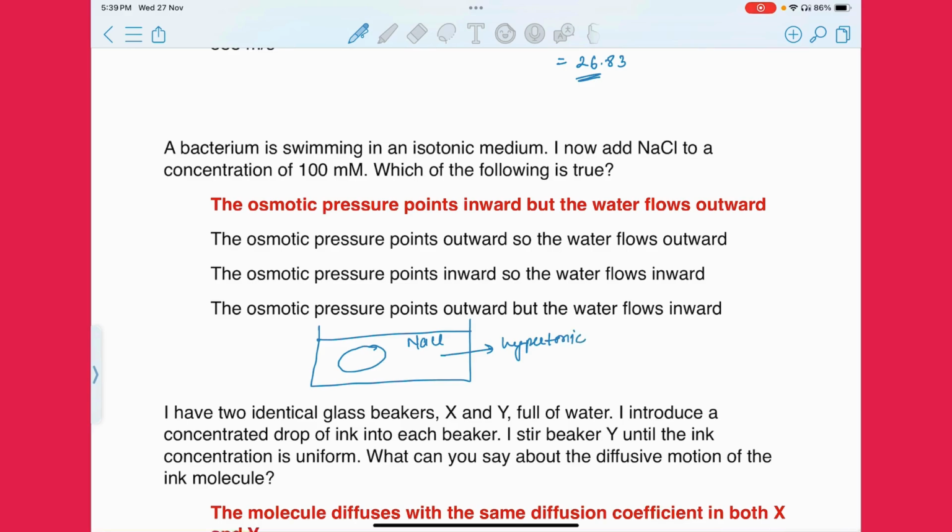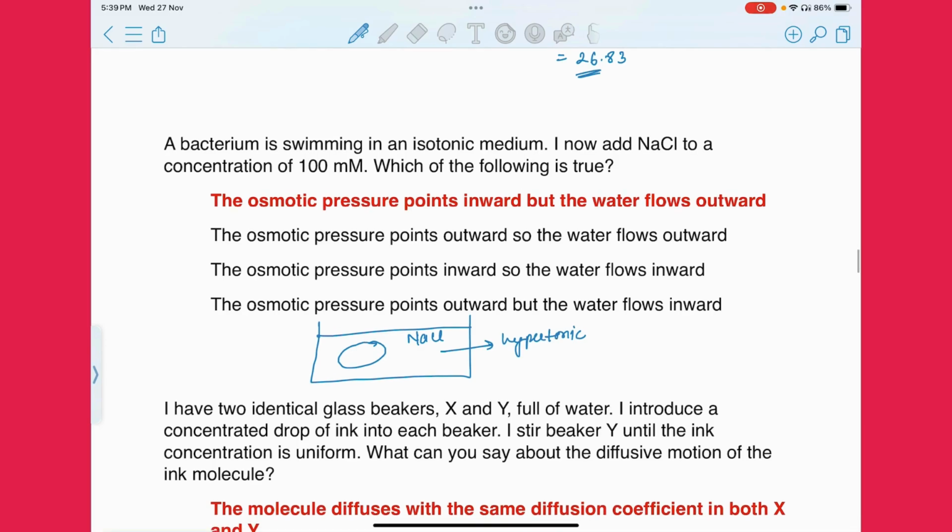As it is now hypertonic, the water concentration is higher inside the bacteria and the water concentration is lower in the medium. So the water will flow from the region of its high concentration to the region of its low concentration. That is, the water will go outwards. And we know this is because of the osmotic pressure; as the water is flowing in the outward direction, the osmotic pressure will be pointing towards inwards. So the correct option is option number 1.